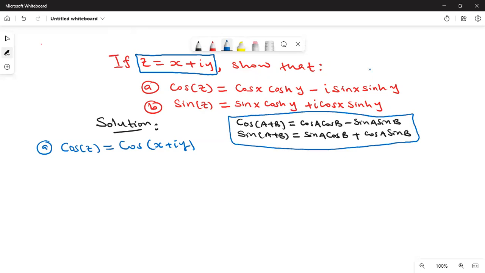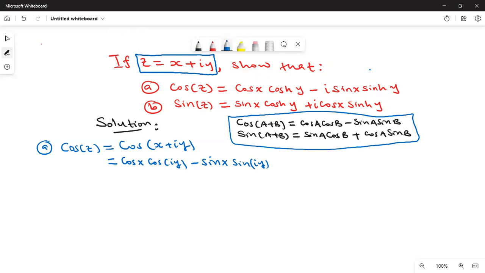So that here we now have cos x cos iy minus sine x sine iota y.